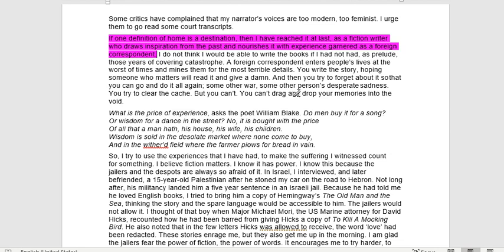Then she gives us some more analogies down here. I really like this one. This is for all the tech people out there, right? She says, you try to clear the cache, but you can't. You can't drag and drop your memories into the void. She's giving us a really good analogy here, right? She's giving us these pop culture references that fit in with her approach to intertwine different areas and professions.